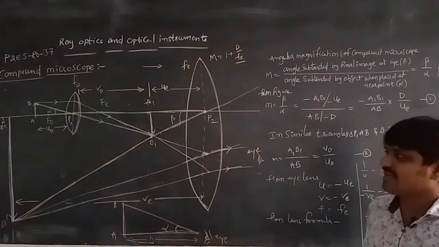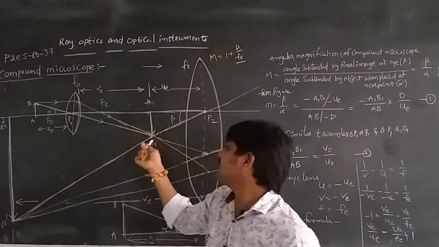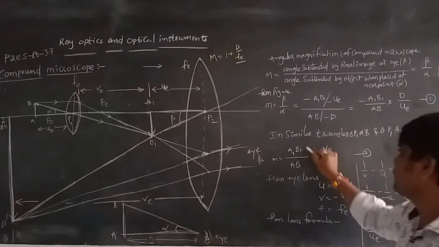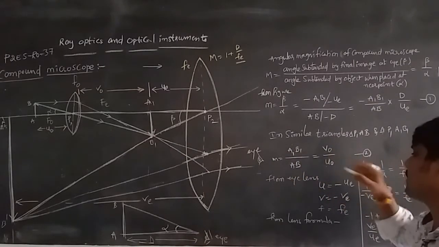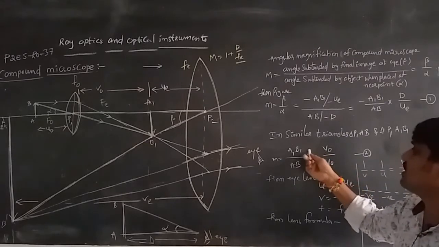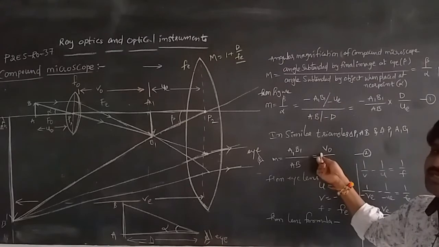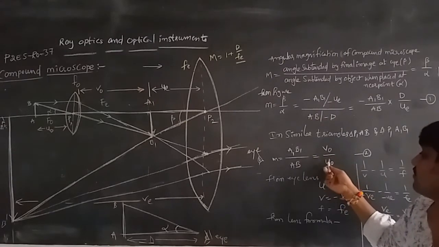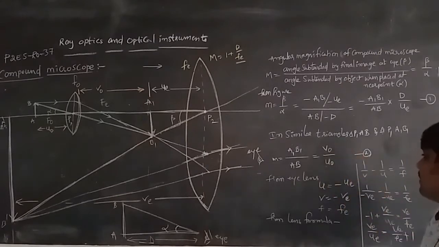Here, from the similar triangles ABP1 and P1A1B1, from that relation we can get the magnification A1B1 by AB is equal to Vo by Uo. We are not taking the negative symbol because we have already taken the sign convention in this case. But here also AB is plus, so Vo by Uo will be the equation.